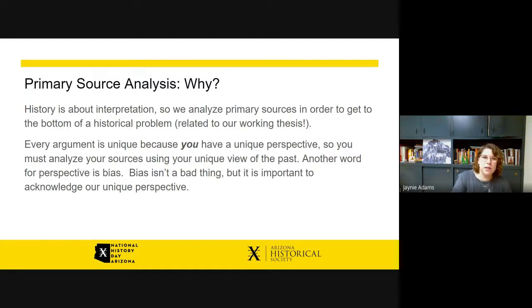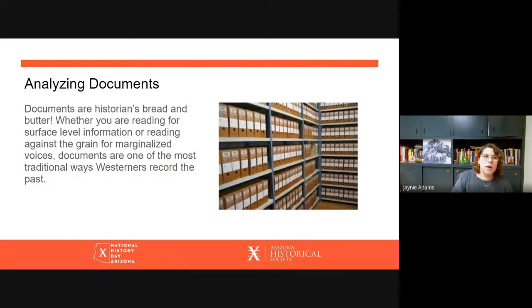Okay, so that's in a nutshell why we even do primary source analysis. Let's jump into some specific strategies for different kinds of primary sources. We're going to start with documents. Documents are a historian's bread and butter. They are the core of what we are doing. Whether you are reading for surface level information or reading against the grain for marginalized voices, documents are one of the most traditional ways that Westerners record the past. Westerners is a really important caveat there, and we'll talk about some ways that non-Western people have recorded the past and how we can access that information.